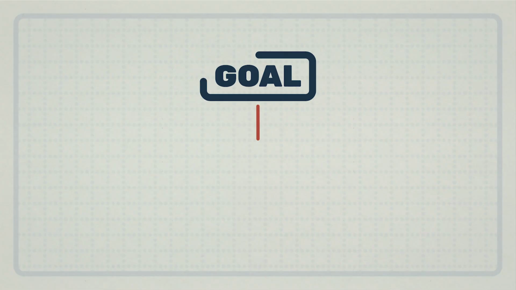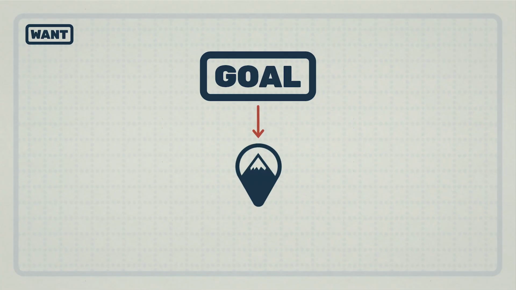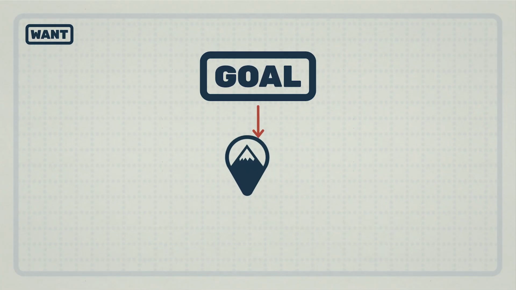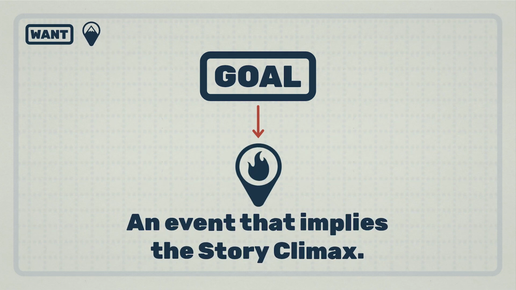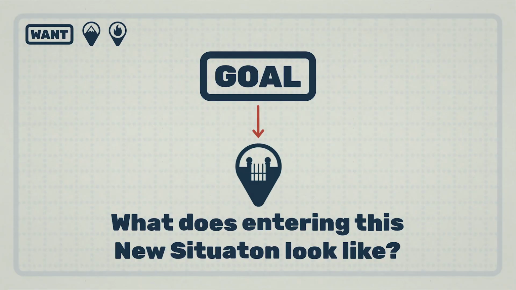You can use your goal to find your want by asking what intangible desire this goal represents. Also, if you have a goal, you can then fill in your story climax, since that is the moment your protag will achieve their goal. You can also now fill in the catalyst, since that will be an event that implies the story climax. You've now got the start and end of your journey. So next, ask what type of world would best show off this journey. You now have your new situation. Ask what entering this new situation may look like, and you have your outer gateway.